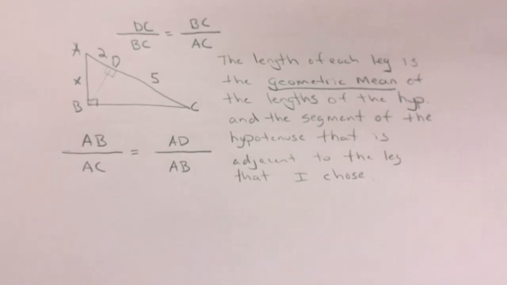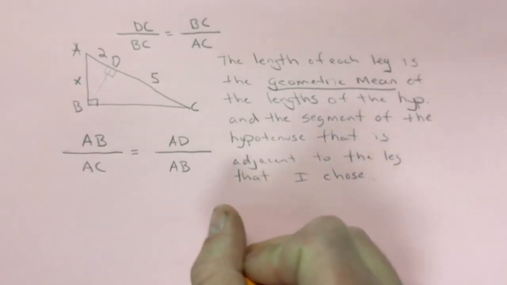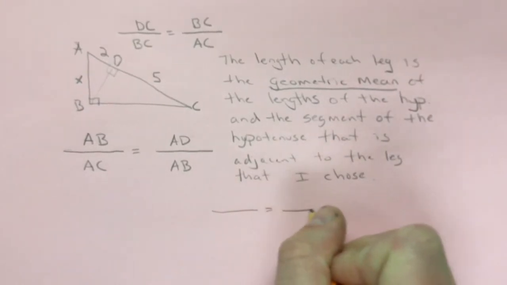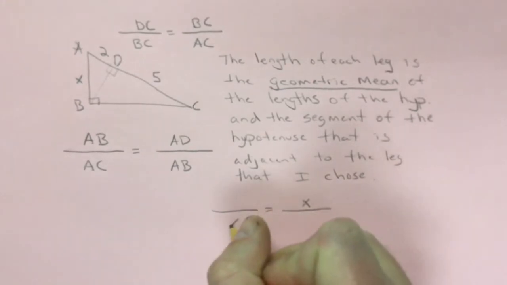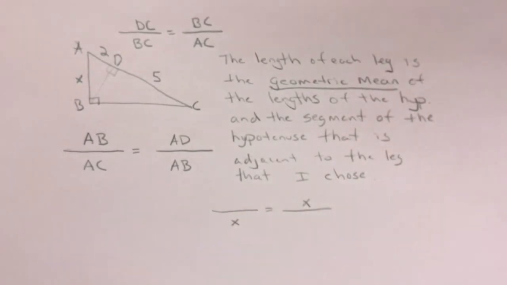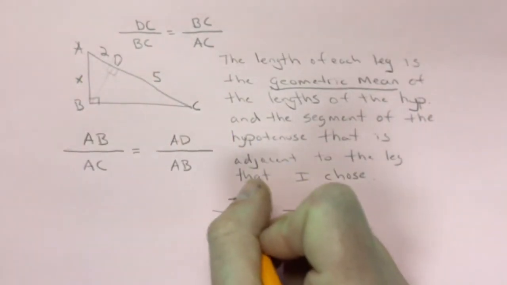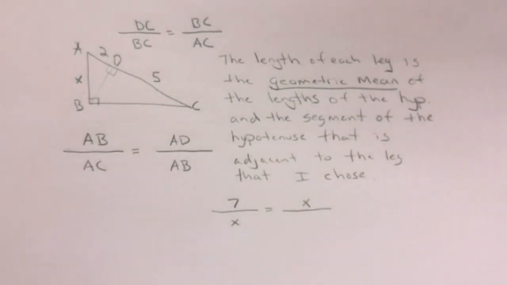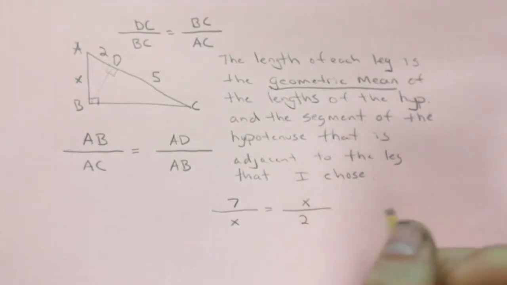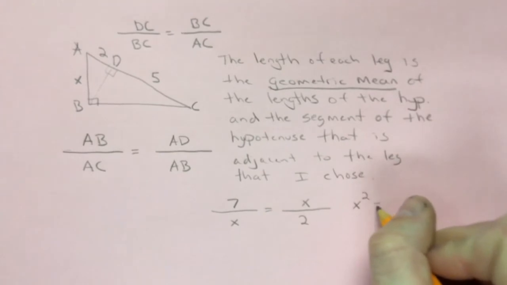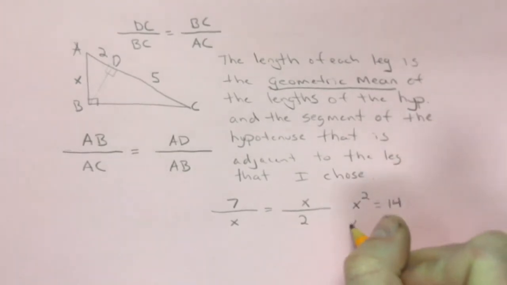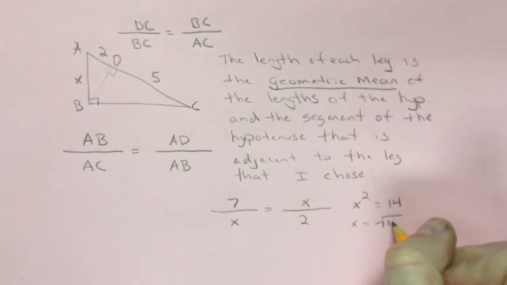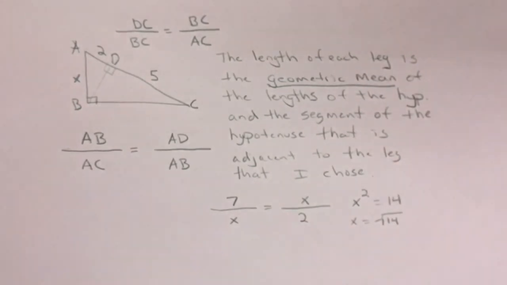So I'm going to take the leg, in this case X, and mention it here and here. And I know that leg is the geometric mean of the hypotenuse, which is 2 plus 5. And the part of the hypotenuse that is next to the leg I chose, the part that's next to X, is 2. And I cross multiply and I get X squared is 14. And X is equal to the square root of 14, which cannot be broken down any farther, so it is done.